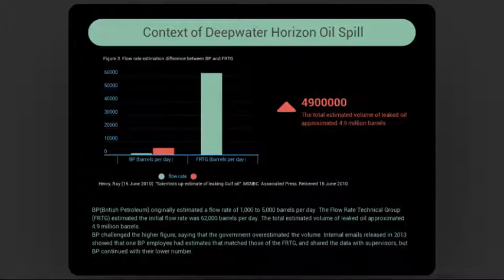And then we will talk about the context of the Deepwater Horizon, where we will blame the British Petroleum Corporation. This corporation initially estimated the daily flow rate to be 1,000 to 5,000 barrels. However, the Flow Rate Technical Group, the FRTG, estimated the initial flow rate to be 62,000 barrels per day. The total oil spill is estimated to be 4.9 million barrels, and the gap between the BP and FRTG estimated flow rates is so large that it can be speculated that BP deliberately underestimated the flow rate in order to shirk the responsibility.